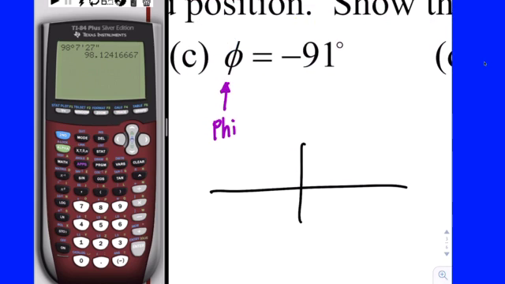What quadrant does phi terminate in? 3. Yeah, it's negative. So we start on the positive x-axis. We rotate clockwise. There's negative 90, and we go 1 more degree, just a hair more. And then you label the arc phi. There you go. Terminates in quadrant 3.